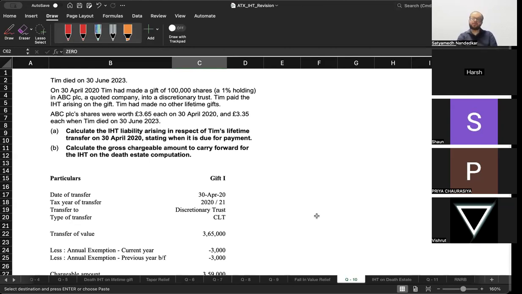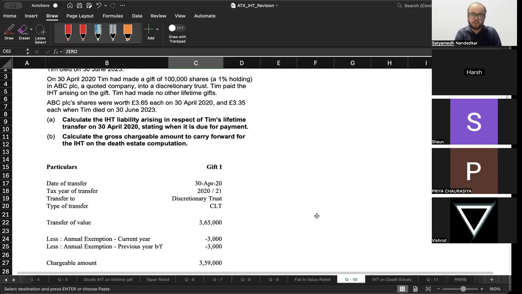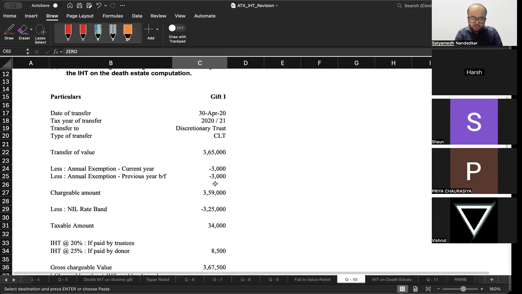There are 1 lakh such shares, so 1 lakh into 3.65, your transfer of value is 3,65,000. Take that 3,65,000 and subtract the annual exemption of 2 years, and you will get the chargeable value of 3,59,000. Subtract the nil rate band of 325, you will arrive at the taxable amount of 34.